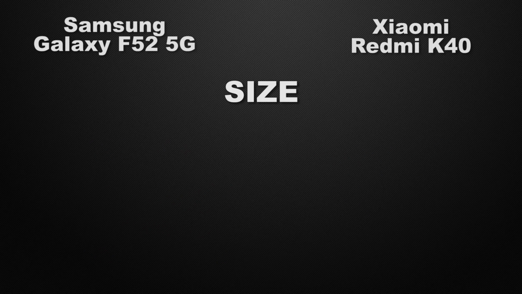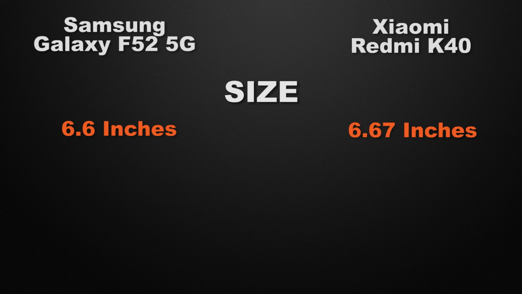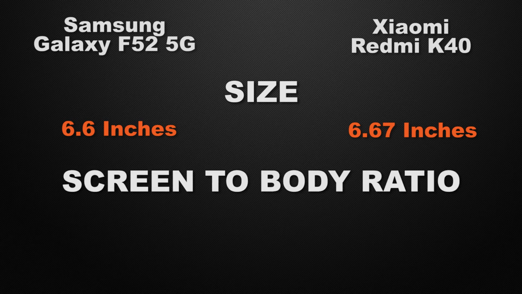Moving to the display features of the devices, let's start with the display size of the devices. F52 has a 6.6 inch display, whereas K40 has a 6.67 inch display. So it's a tie because both devices have almost the same screen size. And about the screen to body ratio of the devices, F52 has 83.6%, whereas K40 has 85.6%. So the winner here is K40 because it has a higher ratio.